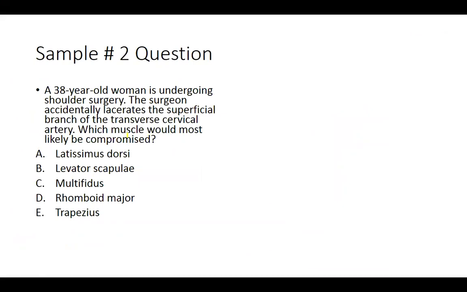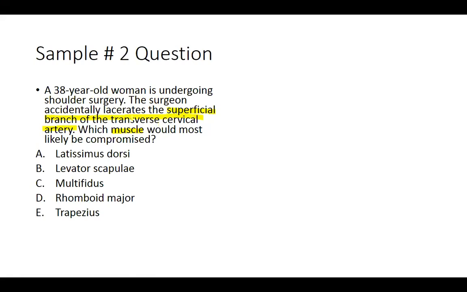So sample question number 2. Again, let's look at the approach. Let's look at the last sentence of the question, the stem. Which muscle would most likely be compromised? So this time, you're looking for a muscle. Now, let's look at the question. A 30-year-old woman is undergoing shoulder surgery, so you're thinking about the shoulder. The surgeon accidentally lacerates, that means to tear, so they're tearing something. The surgeon lacerates the superficial branch of the transverse cervical artery. So in this case, this patient is losing the superficial branch of the transverse cervical artery.